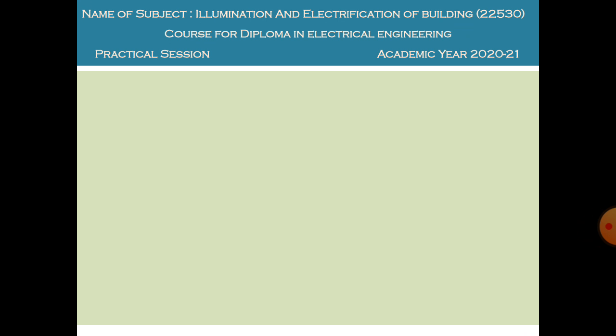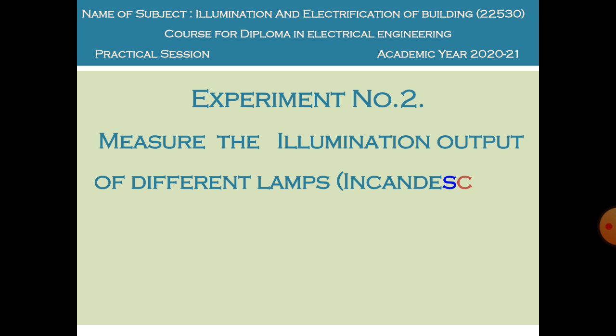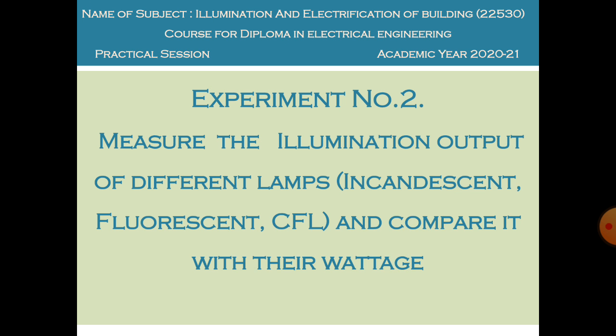Welcome all to the video practical session for the subject of illumination and electrification of building. Today we are going to see experiment number 2, which is based on measuring the illumination output of different lamps and comparing it with their wattages. The different lamps are the incandescent lamp, fluorescent tube, and compact fluorescent lamp, that is CFL.